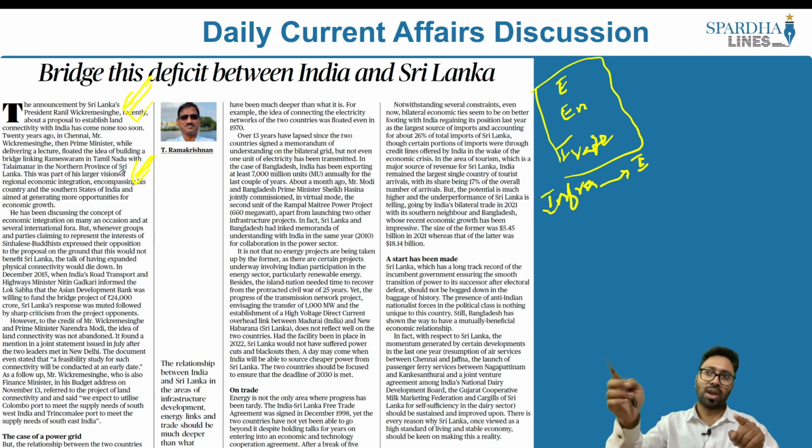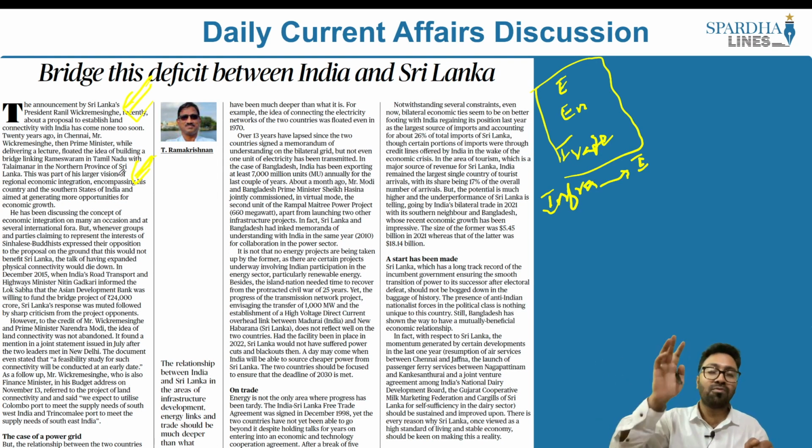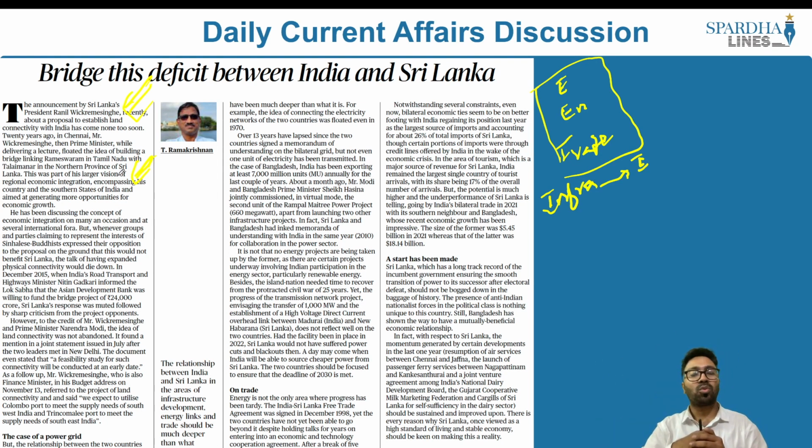The second is because of the influence of China. China basically also has some good partners in Sri Lanka. So whenever a project is executed between India and Sri Lanka, because of the influence of China, many people do not want India to play a card in Sri Lanka. So they have also been opposing it.